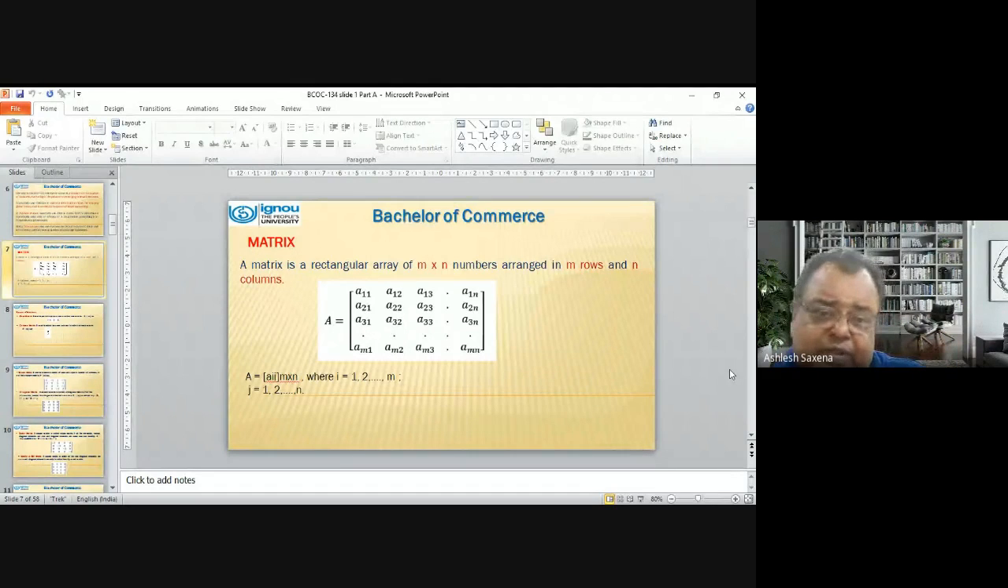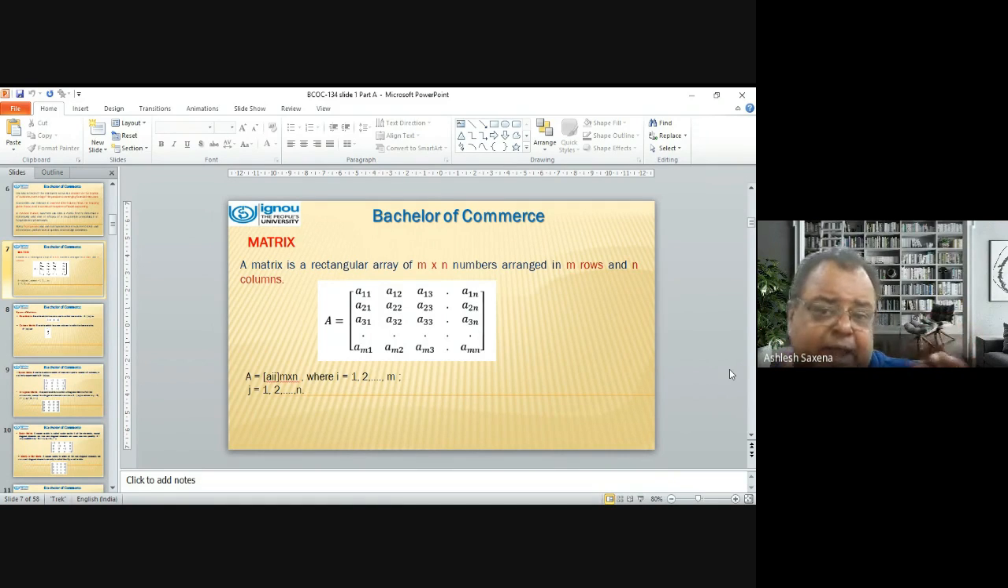As I told you in the beginning, a matrix is basically an arrangement of numbers in rows and columns. Here you can see that this is a rectangular array of m into n numbers arranged in m rows and n columns. Remember, whenever we use m into n, the first number is the number of rows, and the second number is the number of columns.